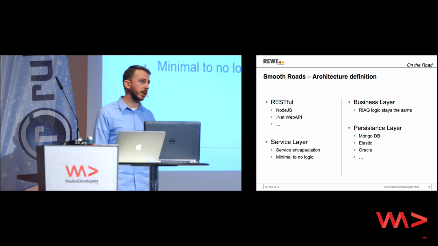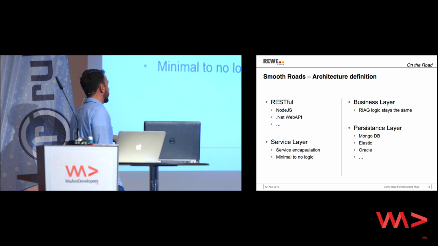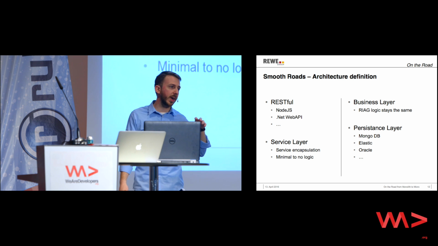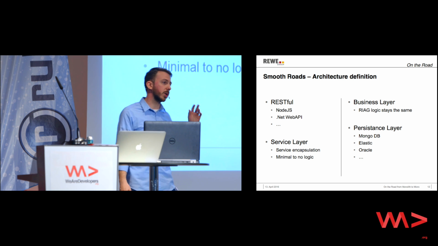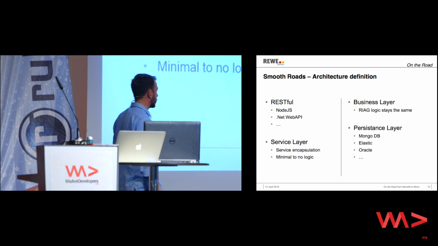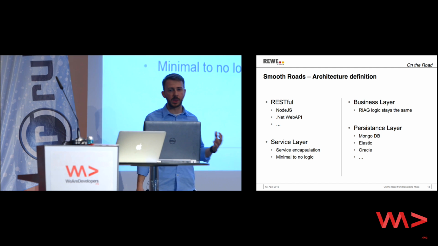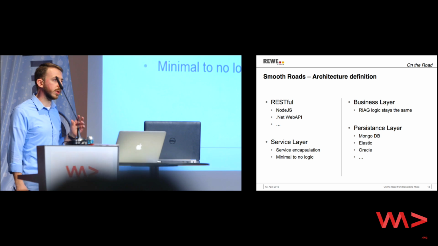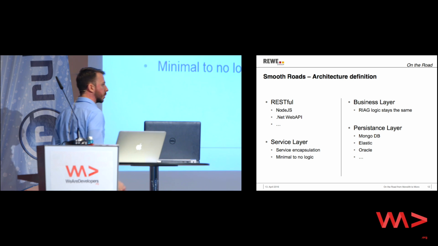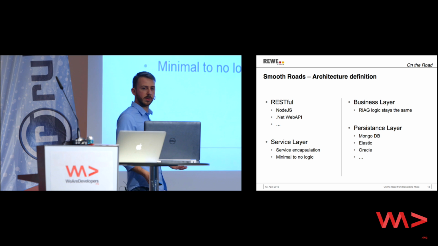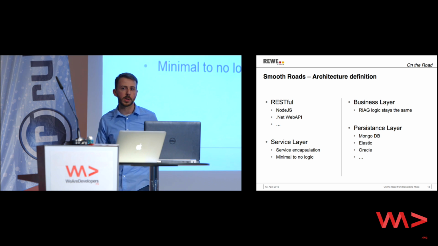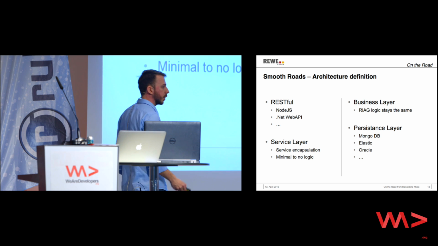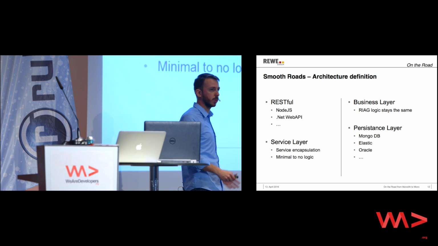Then we have our business layer, which is also encapsulated. It just provides the RIAG Digital logic, so we can provide every company we are developing for with the same logic. And then also we knew that we needed a persistence layer that doesn't just talk to Oracle. We need a persistence layer that is talking to every technology. If it's MongoDB, Elastic, Oracle, doesn't matter. It needs to be able to talk to everything.